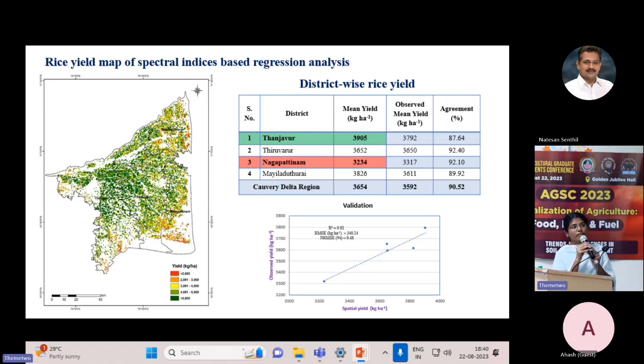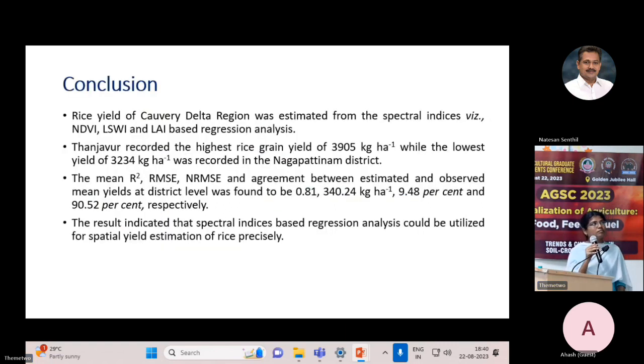And then the R square value was 0.8, which is good. RMSE was 340 and NRMSE was 9.43. Next. These indices indicate that we could use them for spatial yield estimation in a major rice growing tract like the Kaveri Delta region, because the R square value was 0.8.